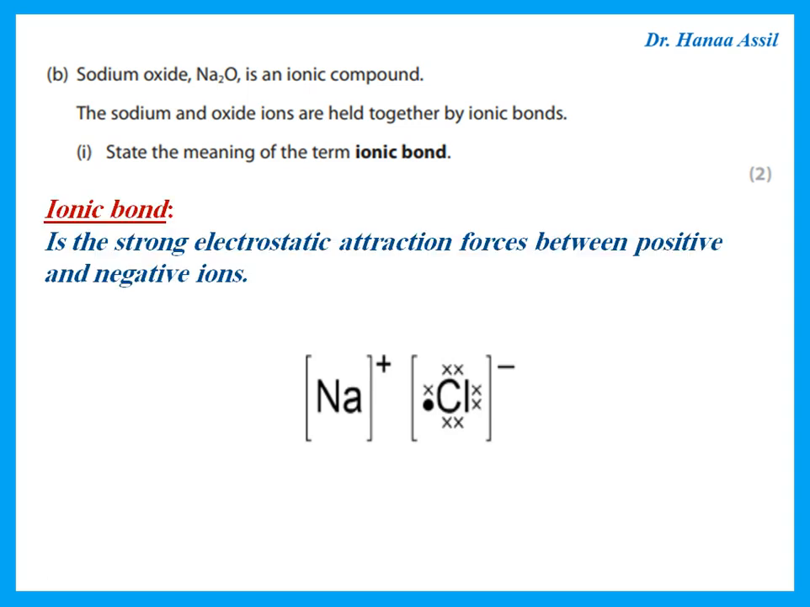So the ionic bond is actually the strong electrostatic attraction forces between the oppositely charged ions. I have positive and negative ions. They are oppositely charged. There is a strong attraction between them, and that is what we call ionic bond.